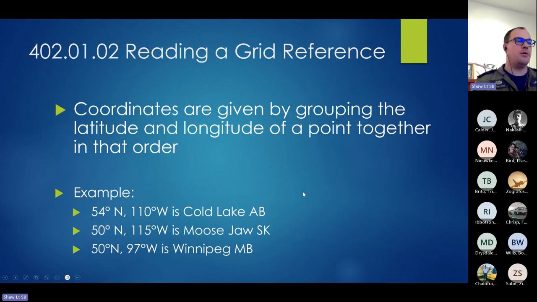Any questions on how we would notate latitude and longitude? Sometimes you might hear 54 north, 110 west, or you might hear somebody say 54 north by 110 west, just to make sure we're talking about latitude and then longitude. But it's always done in that order. Latitude first and then longitude.